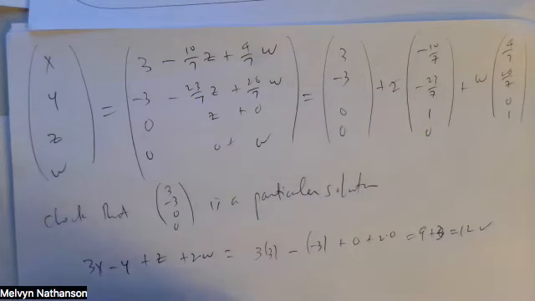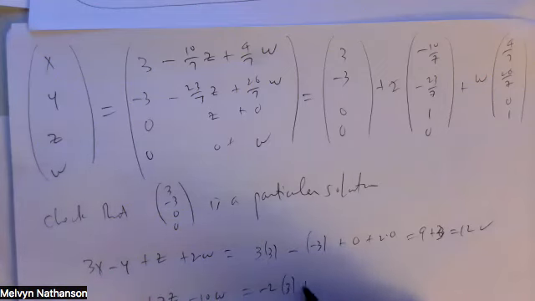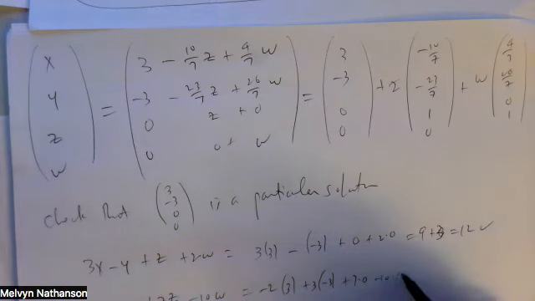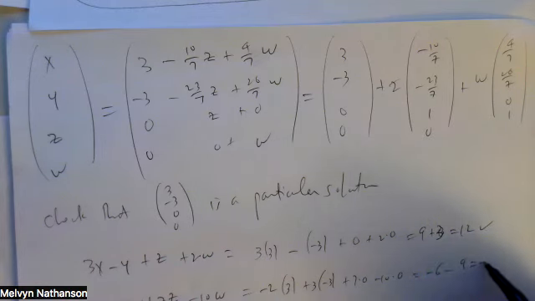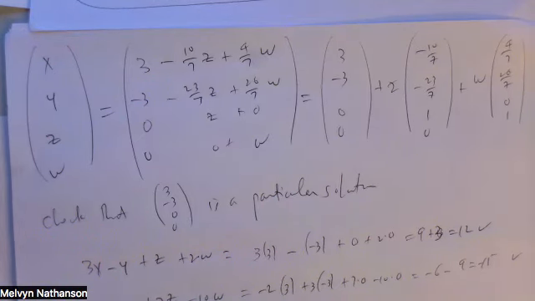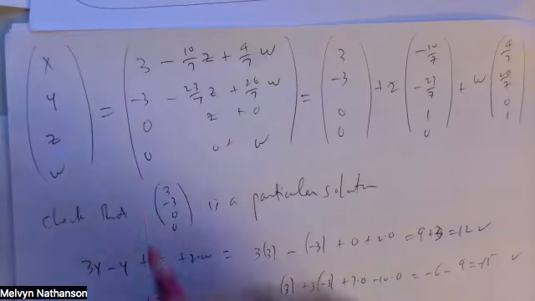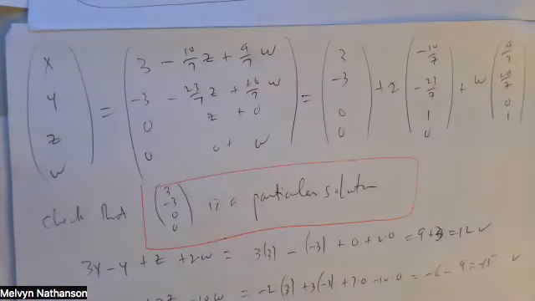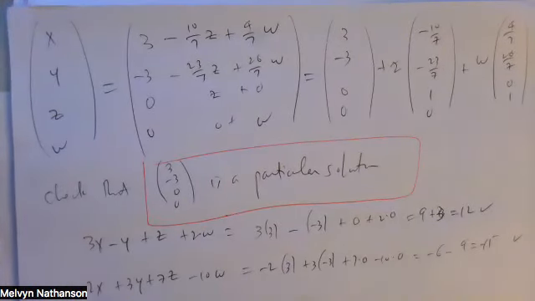The second equation is minus 2x plus 3y plus 7z minus 10w. So that's minus 2 times 3 plus 3 times minus 3 plus 7 times 0 minus 10 times 0. This is minus 6 minus 9 is minus 15. So that checks. So this is a particular solution of the equation.